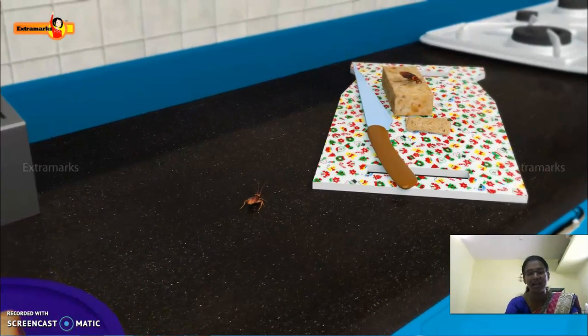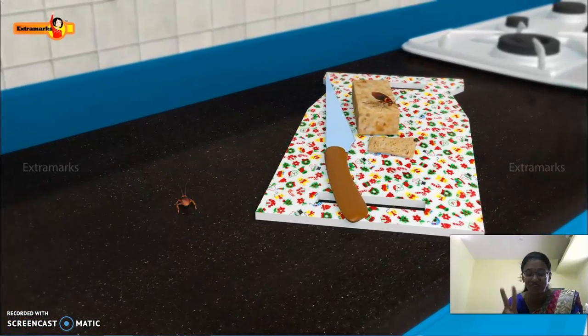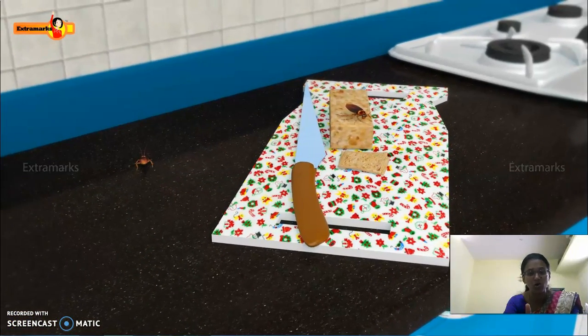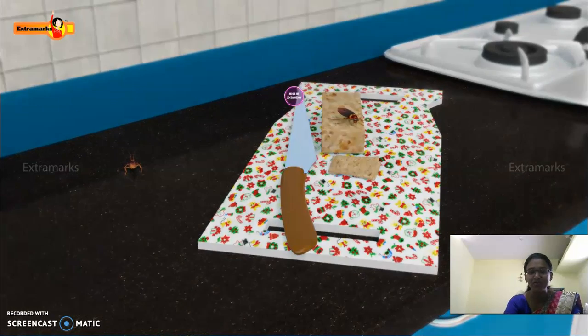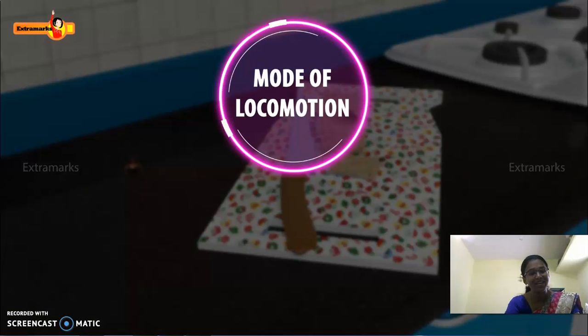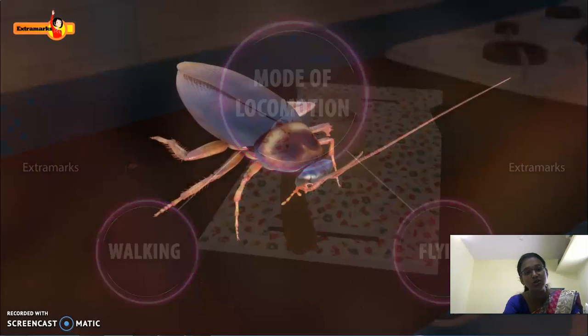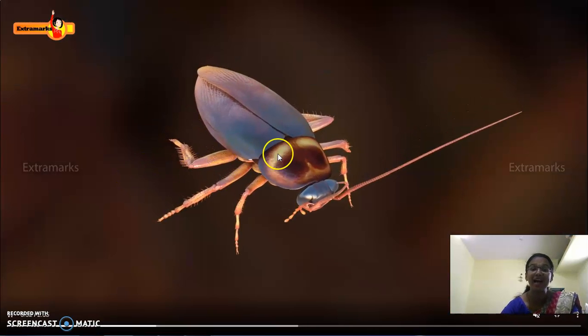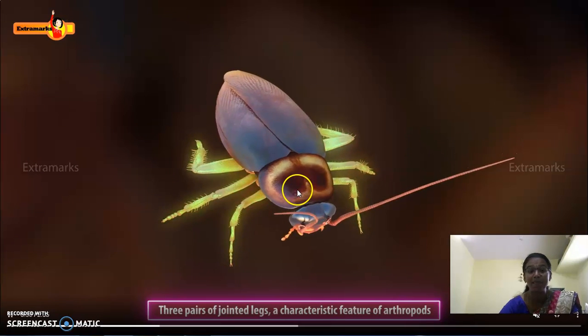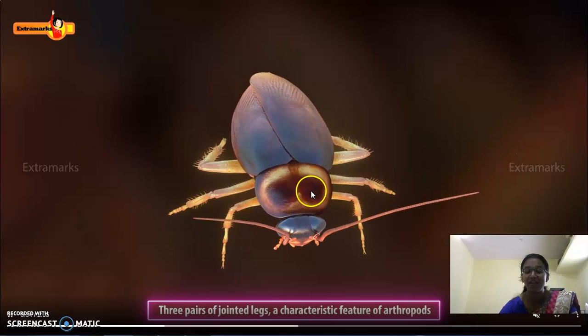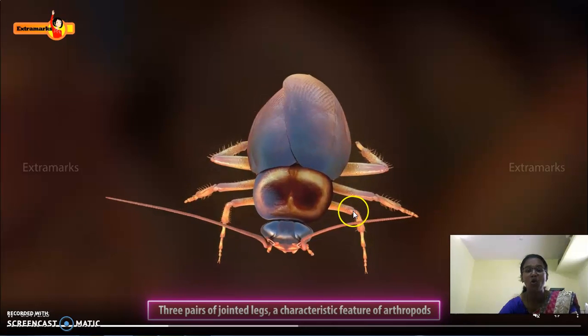Cockroaches can fly. They have two different types of locomotion. One is walking and the second is flying. They have legs as well as wings. First we will see how the cockroach walks. I said they have legs. They have 3 pairs of jointed legs.